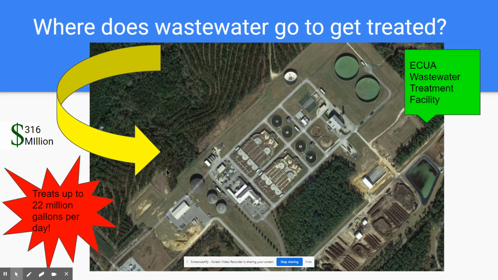Okay, so what does our wastewater treatment facility look like? Well, here it is. Say hello to your Emerald Coast Utilities Authority wastewater treatment facility. This is what it looks like from above. This is a satellite image of the wastewater treatment plant here in Escambia County. We actually have 3 wastewater treatment facilities here in Escambia County. This one that you're looking at is in the northern part of the county, up near Cantonment. And this is the newest wastewater treatment facility.